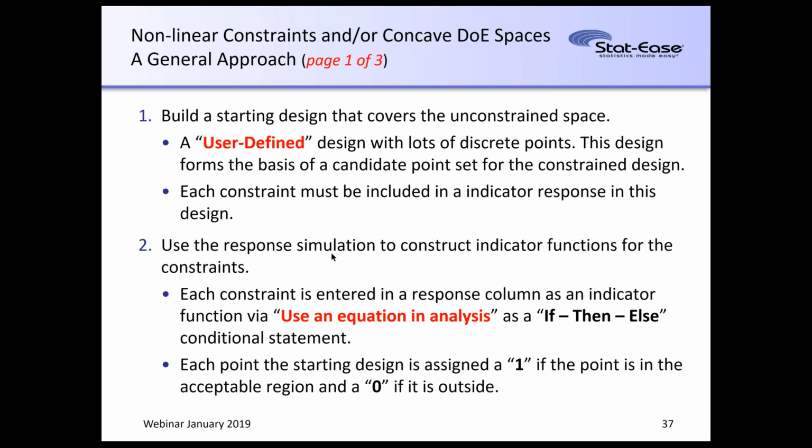Then we're going to use the response simulation to construct the indicator functions. So each constraint is going to be entered in a response column as an indicator function using the use as equation and analysis. And it's going to be put in as an if-then-else statement. Each point in the starting design is going to be assigned a value. In this case, we're going to use a 1 if that point's in an acceptable region, and we're going to assign it a value of 0 if it's in an unacceptable region.